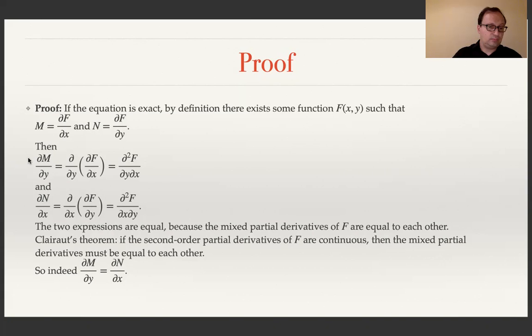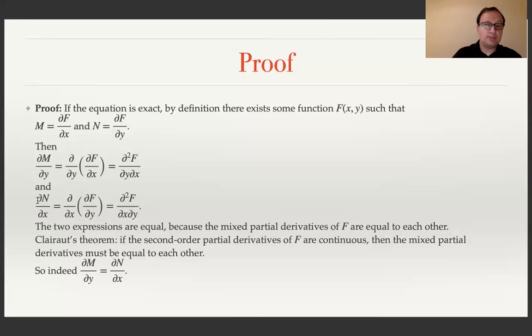Then partial M over partial y is, well, what is M? So M is partial f over partial x. And then partial M over partial y is going to be the derivative with respect to y of partial f over partial x. So this is the second order partial derivative, partial square f over partial y partial x.